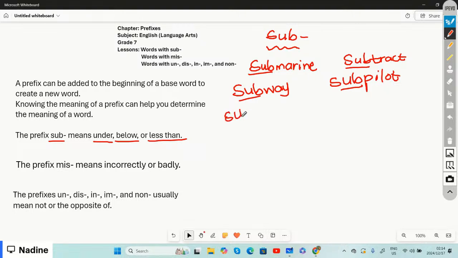Submerge. This is all words with sub. So basically, these words were merge, way, marine, tract, pilot. They're base words. They can stand on their own. They have their own meaning. But once we add the word sub to those words, we create a new meaning.